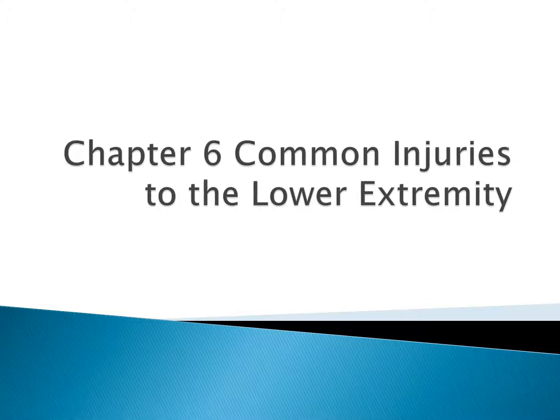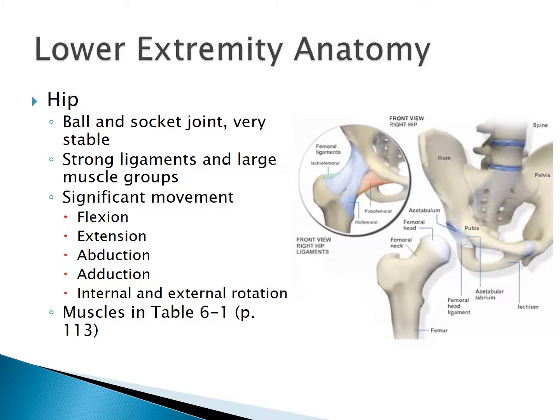Chapter 6 will cover common injuries to the lower extremity. To begin, I will review the anatomy of the lower extremity to help familiarize you with the structures that are commonly injured. The femur articulates with the pelvis to form the hip joint. The round head of the femur acts as a ball that fits into the acetabulum of the pelvis, or socket.